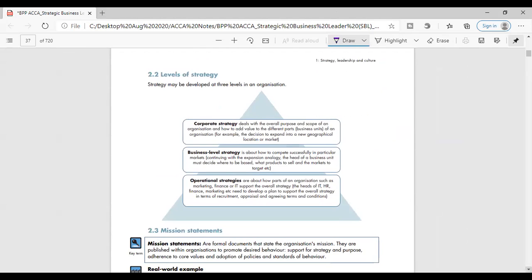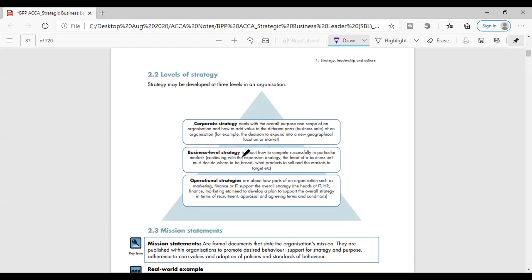Level of strategy. Strategy, as we discussed earlier in the form of the Anthony model, is considered 3-layered. One is corporate strategy. As we can understand from the picture itself, corporate strategy is at the COO, CEO level, and when it is done at the national or global leadership level. Business level strategy, when we deal with the implementation, deviation, resourcefulness, and how to achieve the corporate strategy, is about how to compete successfully in a particular market.